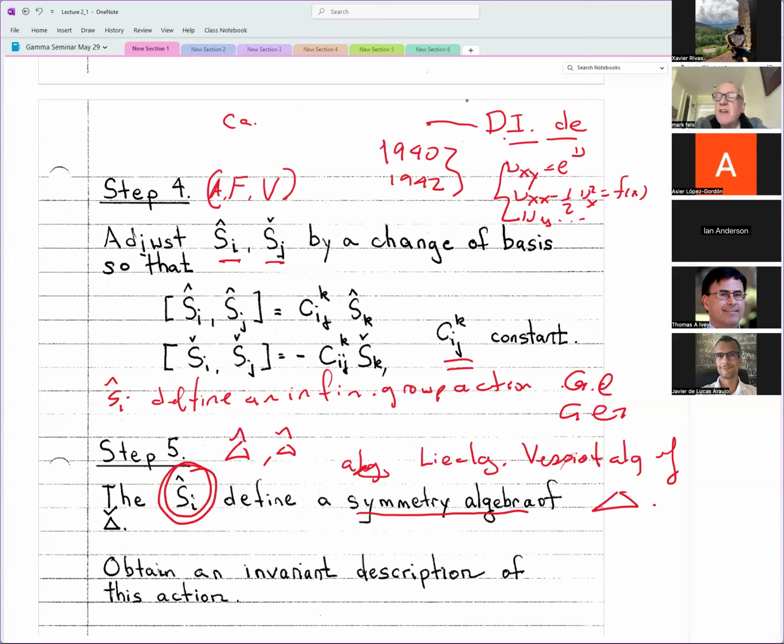Mark? Yeah. One thing I sometimes have been thinking about: when you give an ODE and you ask, can you write the ODE as an equation of Lie type?